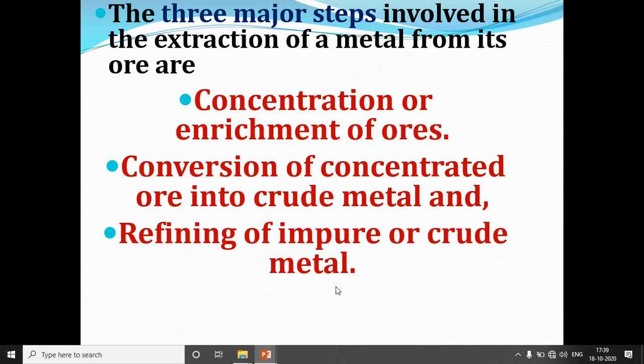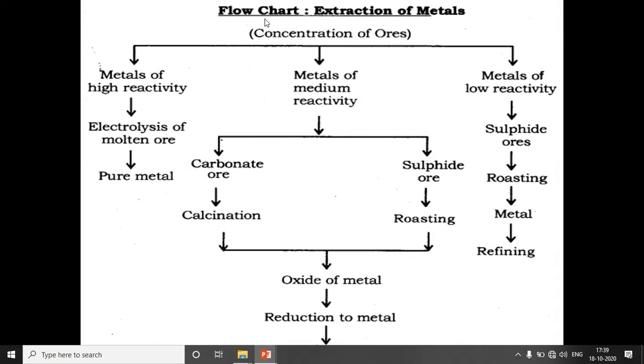Okay, so now here you can see the flow chart which is describing the extraction of metal. So first step is what? Concentration of ores. Yes, we know based on the reactivity of the metals, they are classified into three. They are metals of high reactivity, medium reactivity, low reactivity, isn't it? So metals of high reactivity, how can they be extracted? First, they have to undergo electrolysis of molten ore. After that, they can be converted into pure metal.